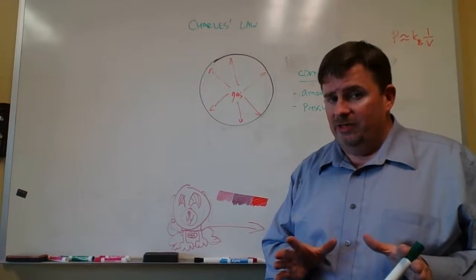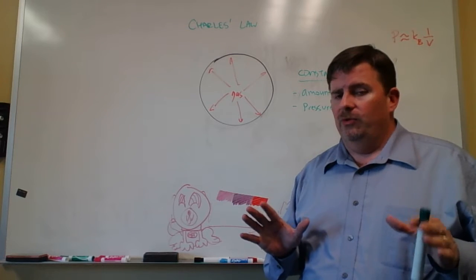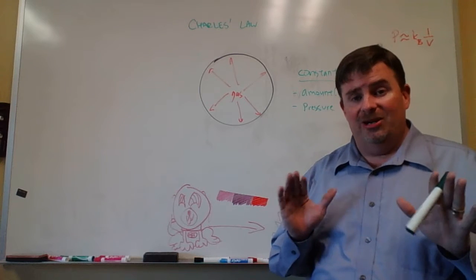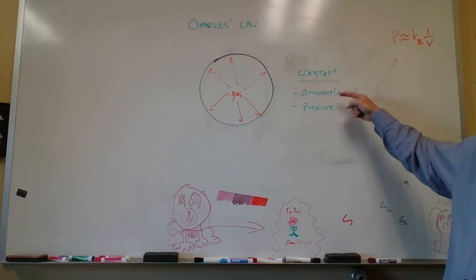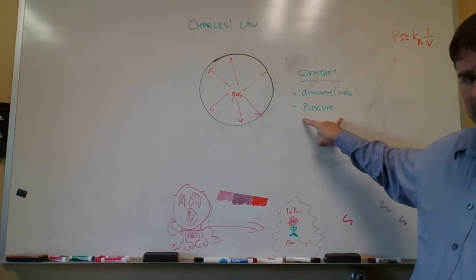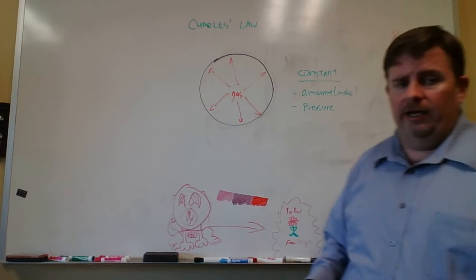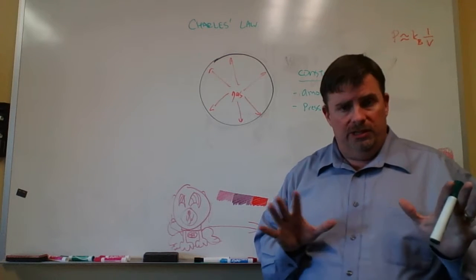The next law we're going to address is something called Charles's law. Charles's law has to deal, in this case, with volume and temperature, which means that our two constants are amount, moles, which we're going to keep the same, and this time pressure, which we're also going to keep the same. Okay? So pressure and moles are the same. All I'm looking at is the relationship between volume and temperature.